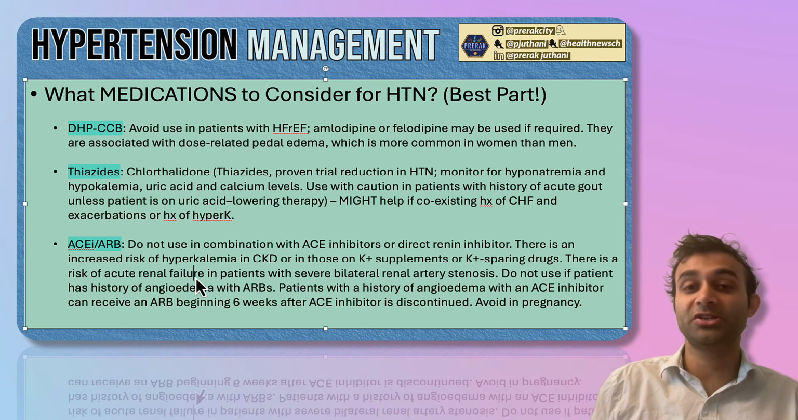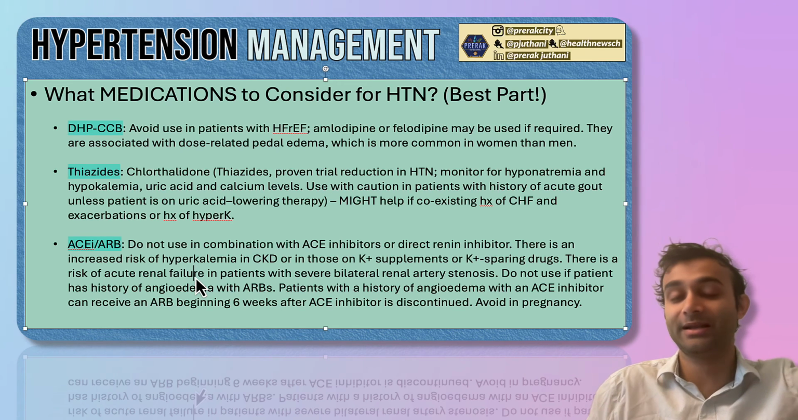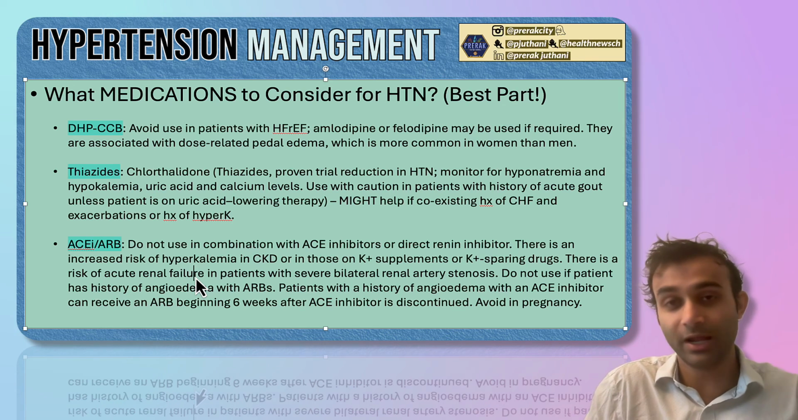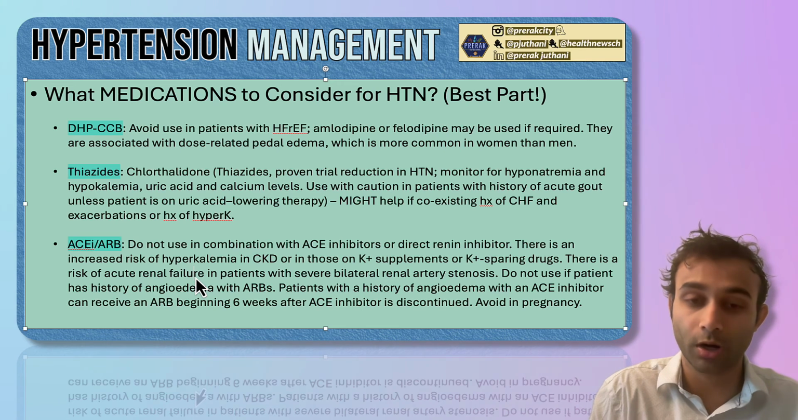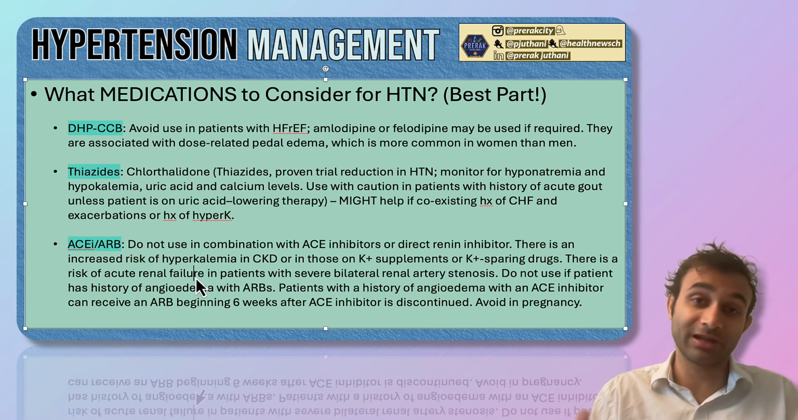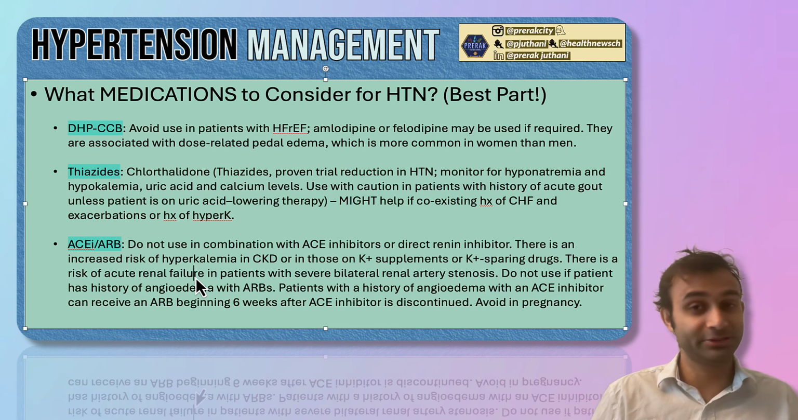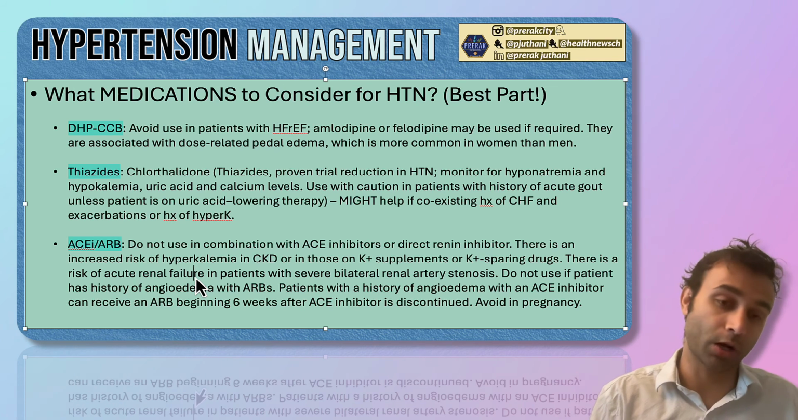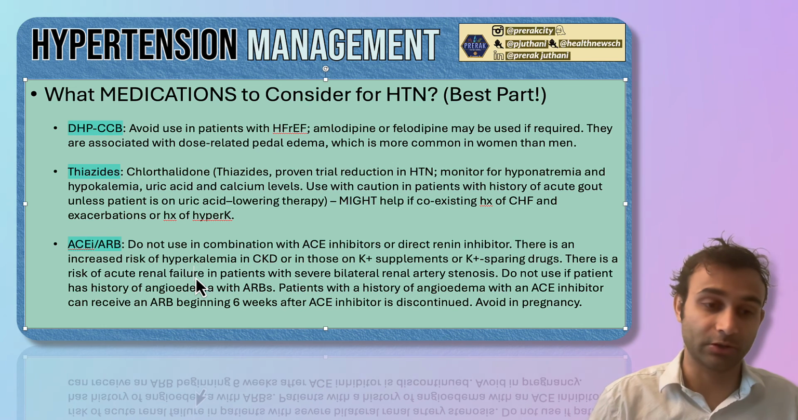So if your patient already has a pretty high creatinine and they already have a pretty bad kidney function, sometimes starting an ACE inhibitor or an ARB can be a bad idea, and there's specific cutoffs for that. But if your patient has normal kidney function and they also have diabetes, please get them on an ACE inhibitor or an ARB, because that can often be really helpful for their long-term health.